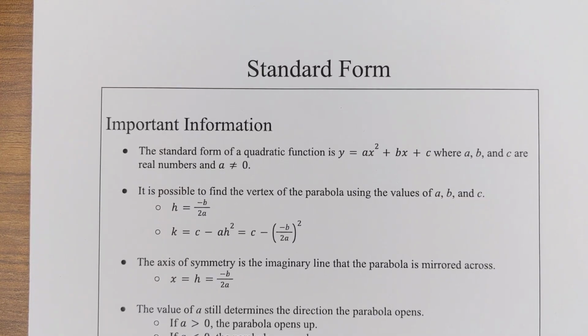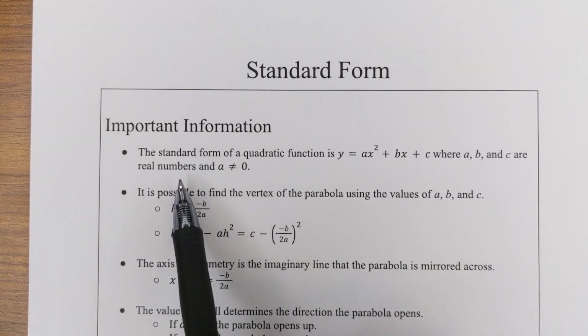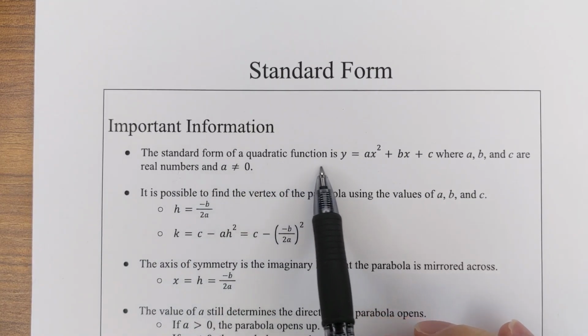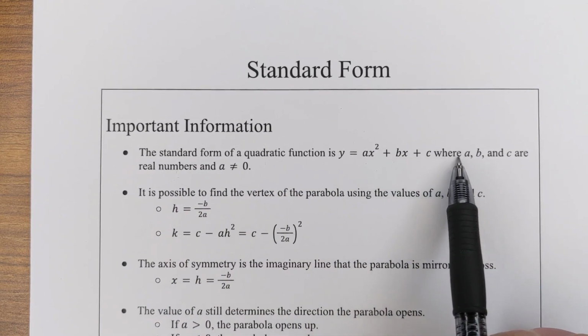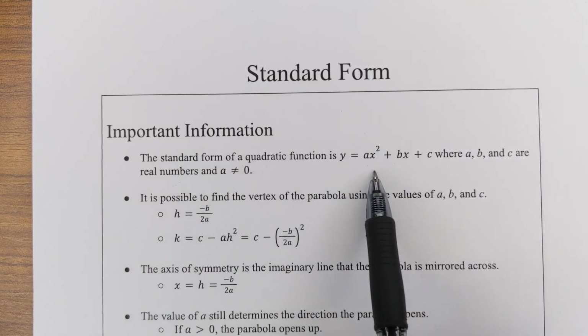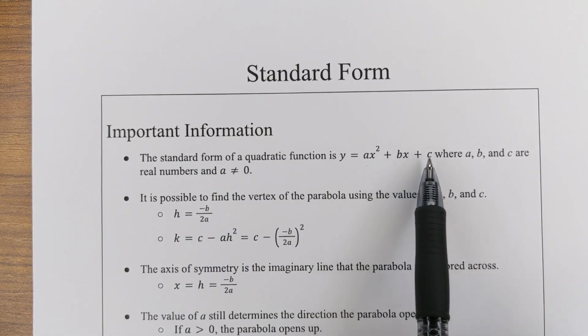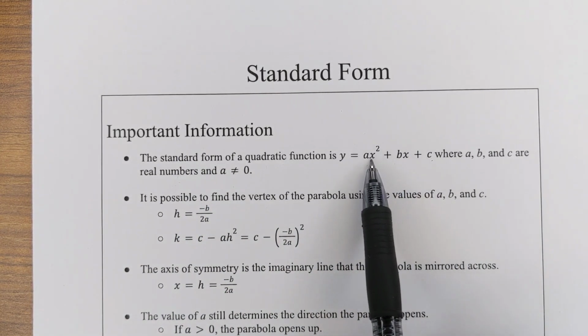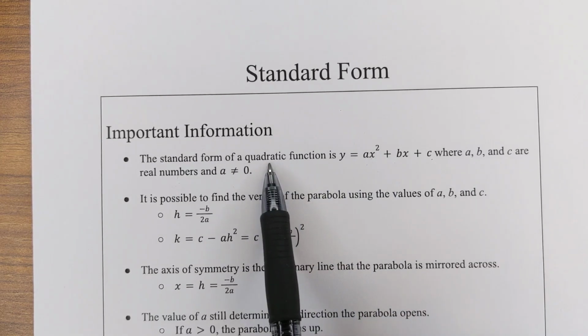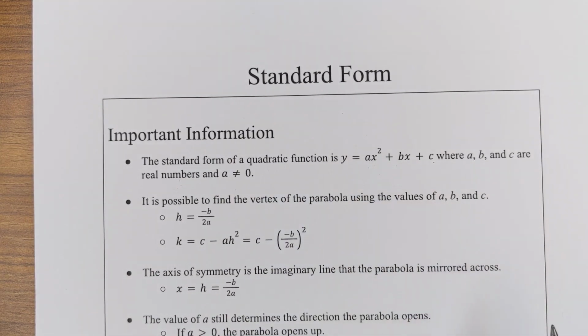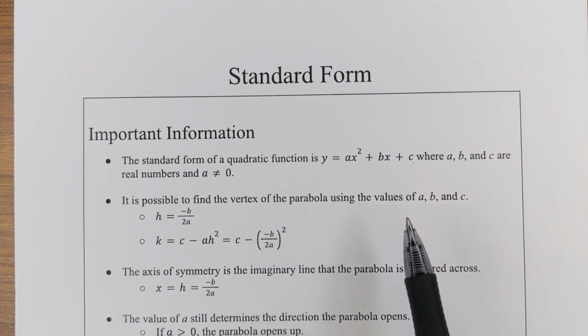So here are the notes for standard form. Important information: the standard form of a quadratic is y equals ax squared plus bx plus c, where a, b, and c are real numbers, and a cannot be 0. Now b can be 0, c can be 0, that's fine, but you have to have an x squared term, otherwise you no longer have a quadratic. It is the x squared term that makes it a quadratic equation.